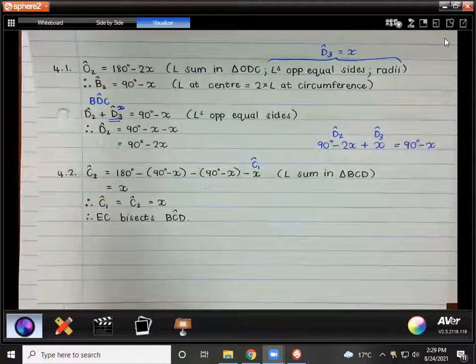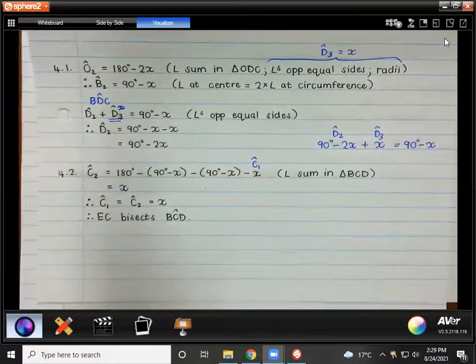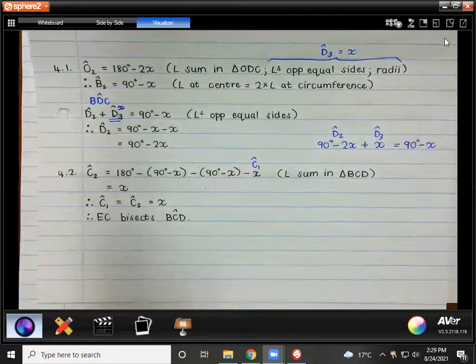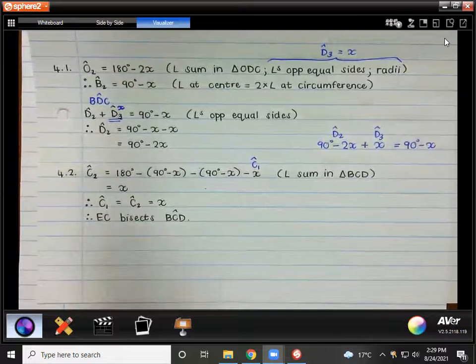Yeah, usually it is like that, but you'll see now in 4.3, we have to use a different approach. If it has to do with showing that a line bisects an angle, that is what you would have to do. But when it has to do with showing that a line bisects a line, then it's different. Okay, we'll get to that now.